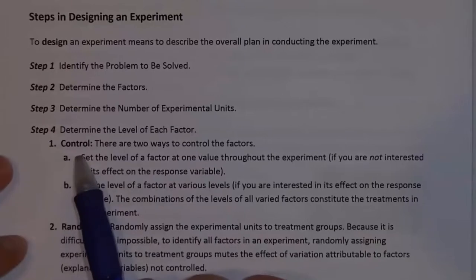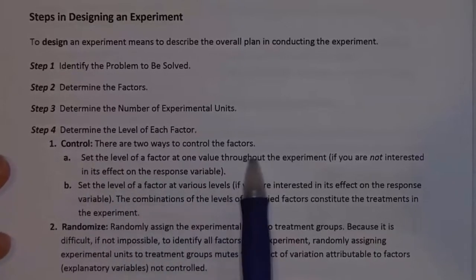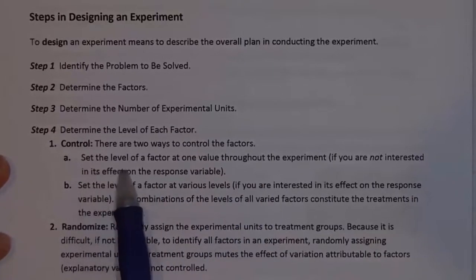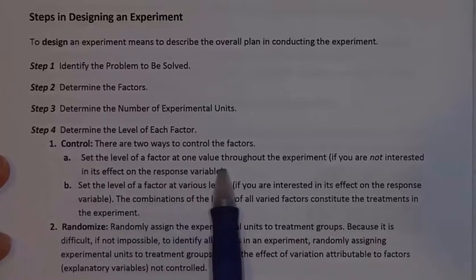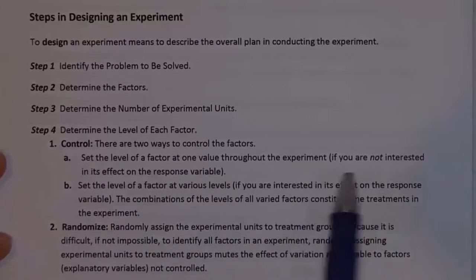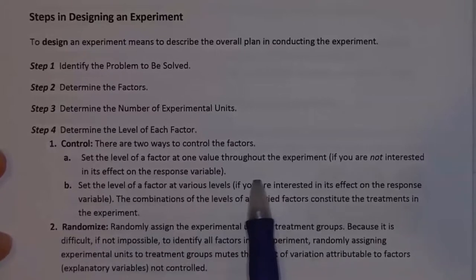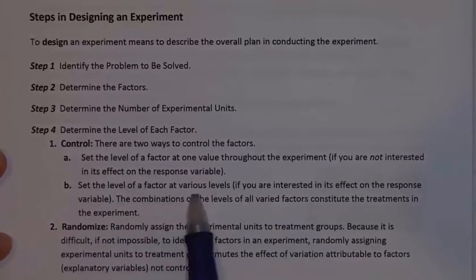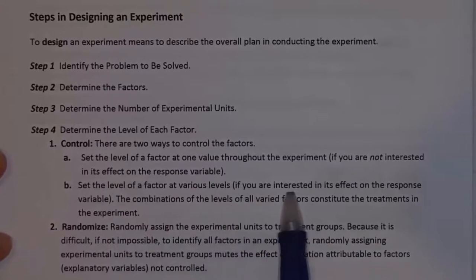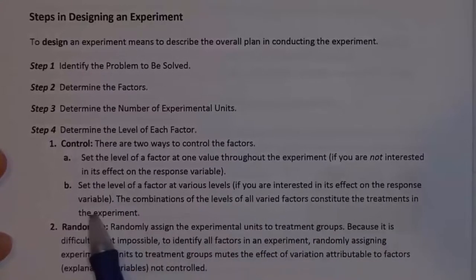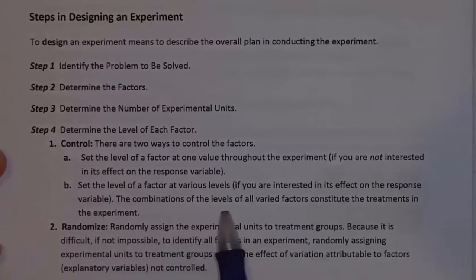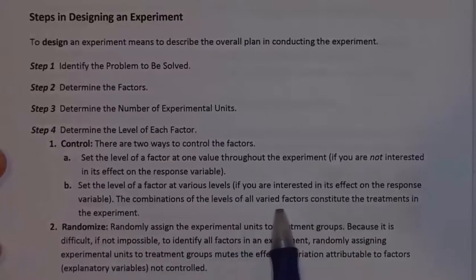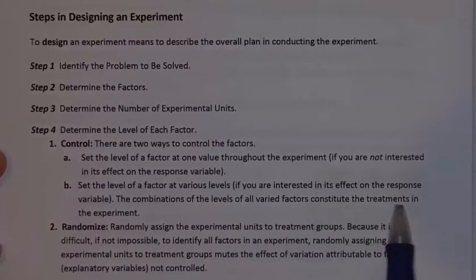So again, control. There are 2 ways to control the factors. One, we can set the level of a factor at one value throughout the experiment if you're not interested in its effect on the response variable. Or 2, we can set the level of a factor at various levels if you are interested in its effect on the response variable. The combination of the levels of all varied factors constitute the treatment in the experiment.